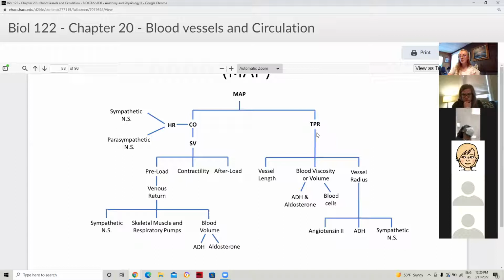Total peripheral resistance is affected by the blood vessel length, the blood viscosity or volume, which is affected by the antidiuretic hormone and aldosterone, and the blood cells. Remember, blood volume is going to be stimulated to increase by antidiuretic hormone and aldosterone. The vessel radius is most affected by angiotensin II, antidiuretic hormone, and the sympathetic nervous system. Are there any questions about this?